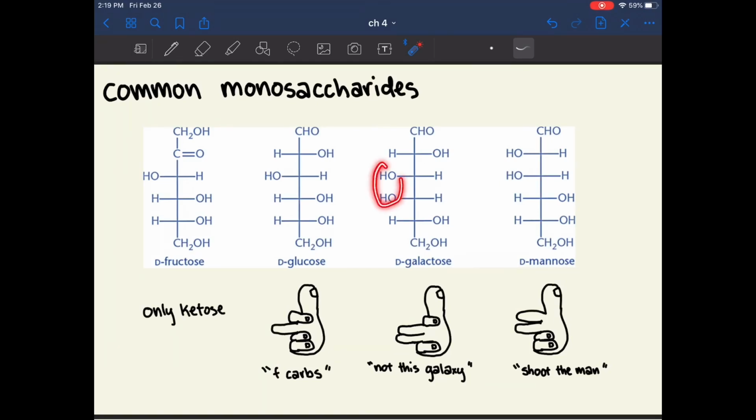Galactose has 2 OH groups facing the left, and you can think of this as your middle finger and your ring finger. So when I try to make this hand gesture, I can't do it, and I think that if you can, then you're probably not from this galaxy, and that's how I remember galactose. And lastly, for mannose, mannose also has 2 OH groups to the left, so this kind of makes a finger gun, and the saying to remember this is shoot the man.